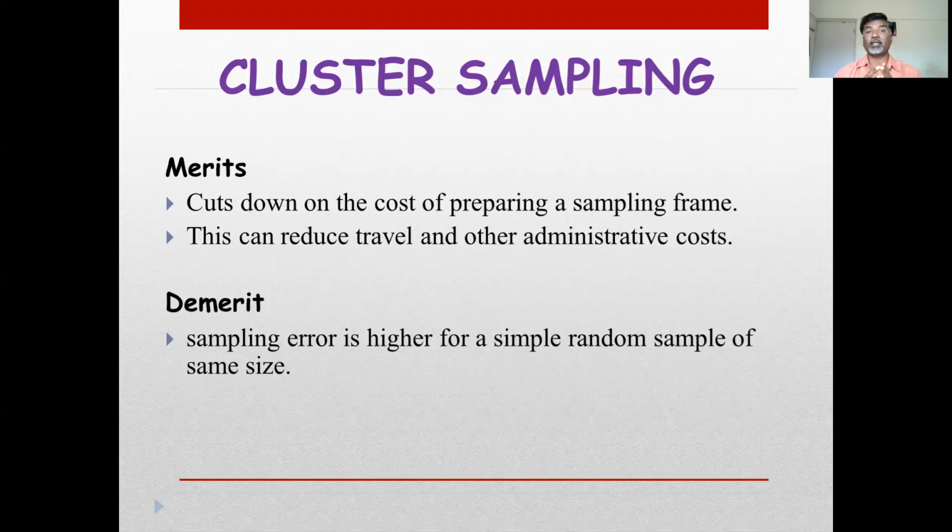However, sampling error is very high as compared to other types of sampling methods like simple random sampling, because out of the total population we are selecting only some clusters. The problems and prospects of a particular cluster may differ from other clusters. So this is a drawback of selecting this method, that is, sampling error.